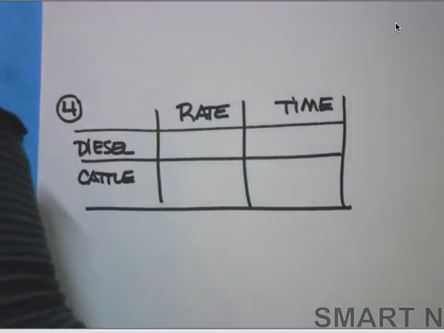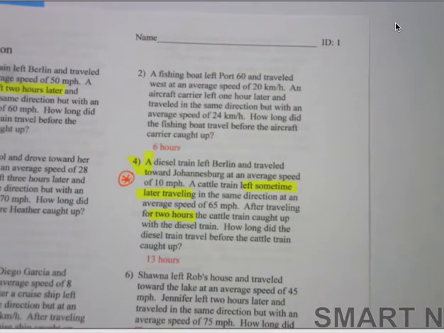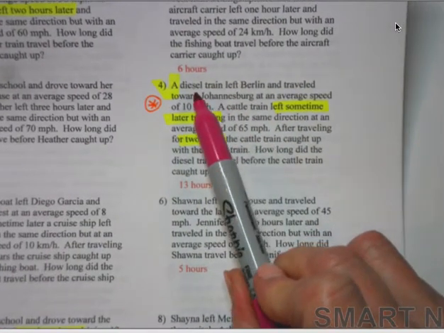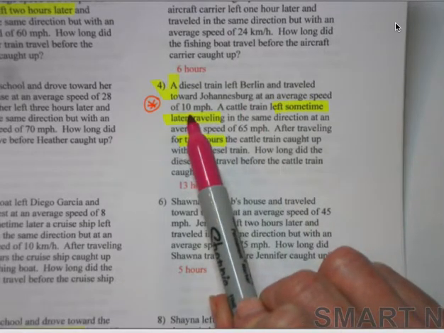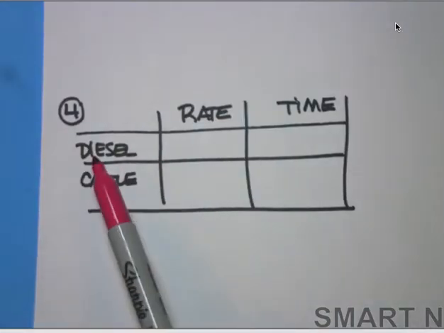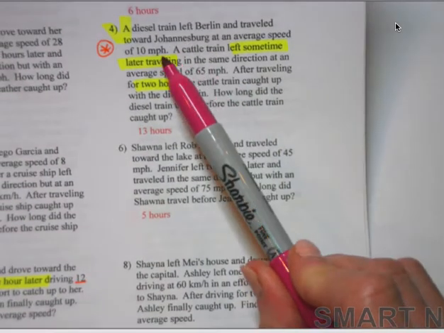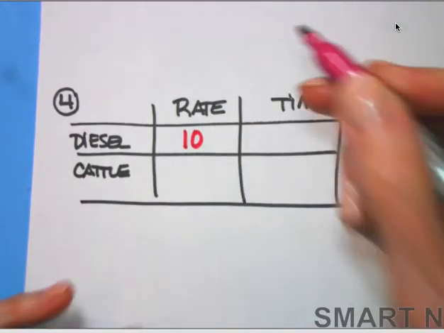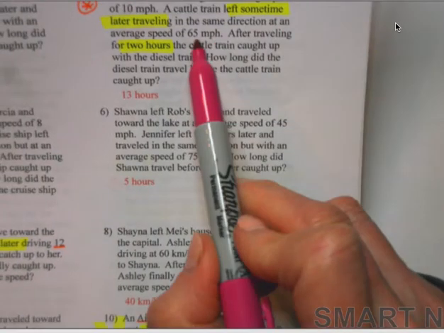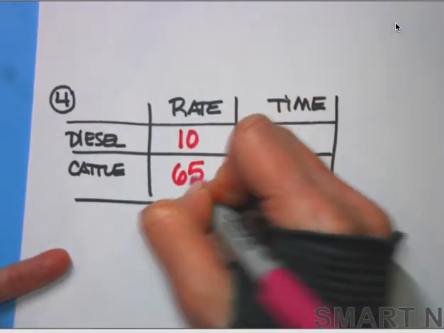So number 4 is trains. Here I have a diesel train. This is problem number 4. I have a diesel train traveling toward Johannesburg at an average speed of 10 miles per hour. So I've got my chart set up with the diesel train, and the other type of train in this problem is a cattle train. The diesel train is traveling at a rate of 10 miles per hour, so I'm going to label my rate column. And the cattle train is traveling at 65 miles per hour, so I'll label that 65 miles per hour.